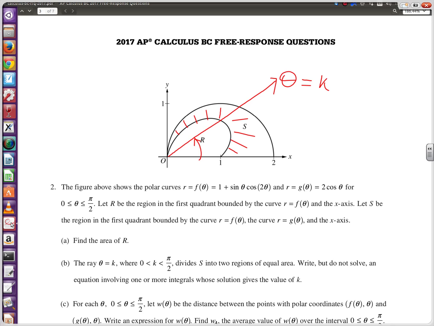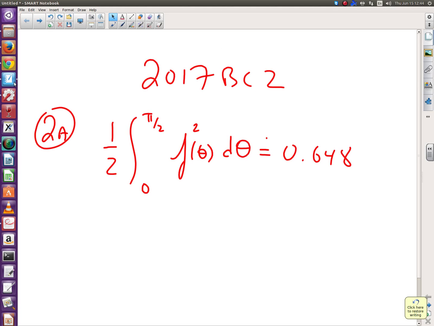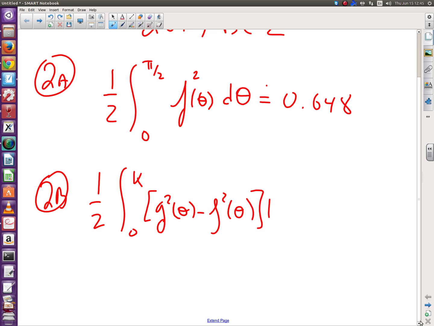Okay, and this would be 0 radians, and this would be the pi over 2 radians, right? All right, so let's write that. Now they said to write it, but you don't have to solve it. So let's do so. All right, so for 2b, you're not actually going to do any calculating on here. You're going to say, when is the polar area from 0 to k bounded between the two curves? So how about the integral of 1/2 times g squared of theta minus f squared of theta, quantity d theta, equal to the area from k to pi over 2 of the same expression.